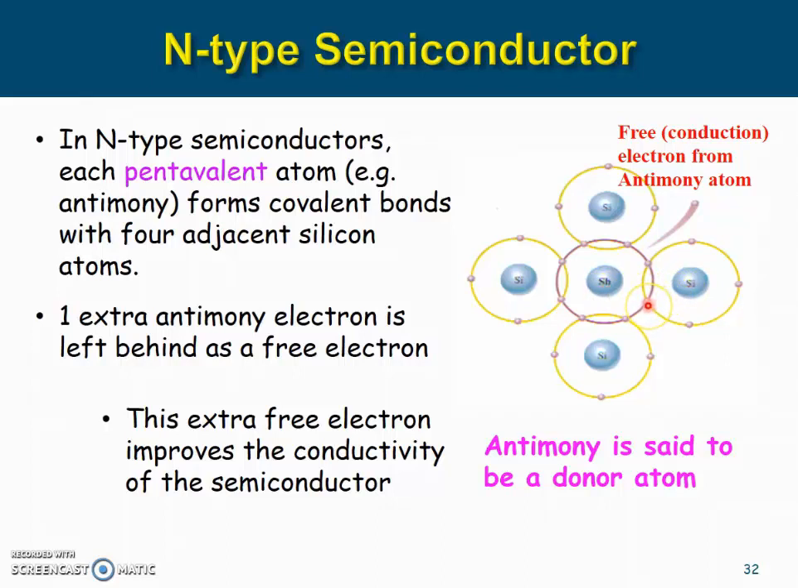Antimony atom has 5 valence electrons. Remember that? Okay, now we count. 1, 2, 3, 4. And the 5th one becomes a free electron because it cannot form any covalent bond. So we say antimony is the donor atom. It donates the free electron.